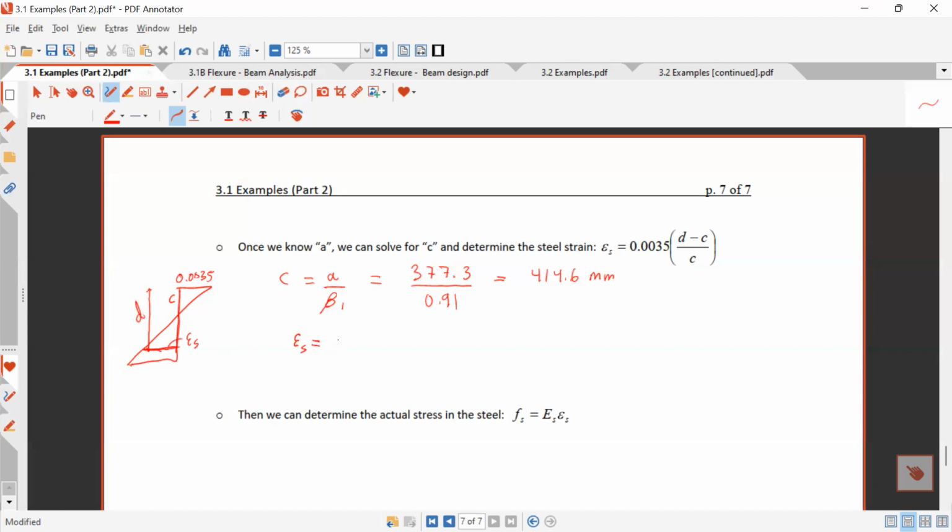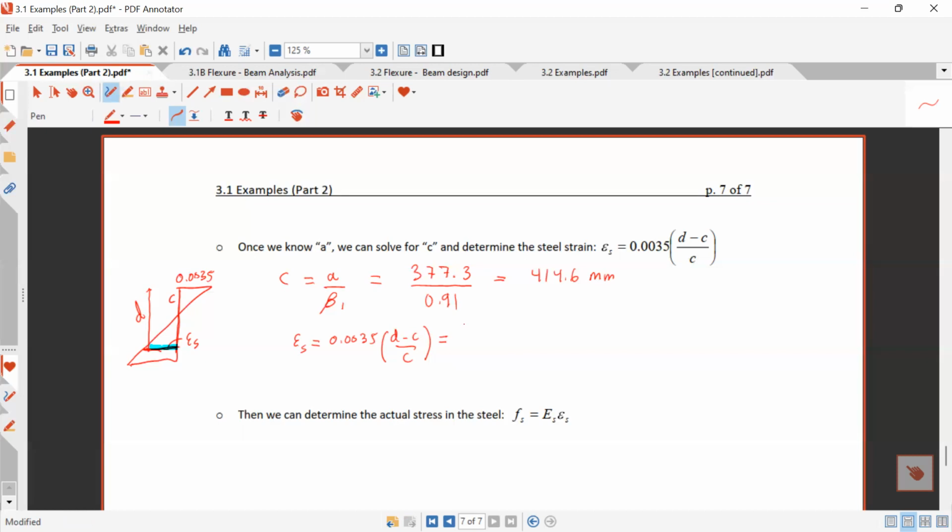Epsilon S is just 0.0035 using similar triangles times D minus C over C. Everybody sees where that's coming from. I'm trying to find this. So I know C and D now, and I know the one at the top is 0.0035. I can solve for this. So if I do this, what do I get?